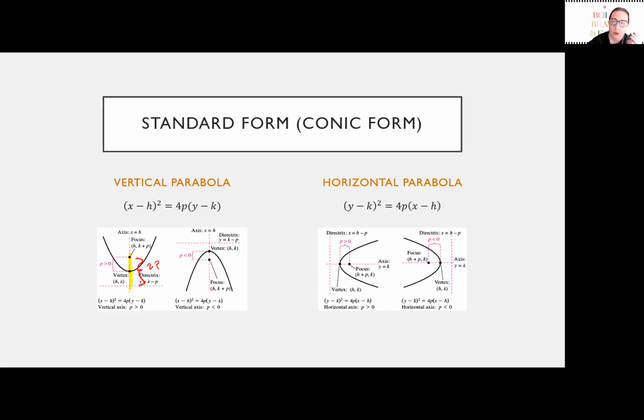And so you're going to want to reference these images, which are coming directly from the textbook, because if you're given various information, you're trying to find p in order to determine your formula for the parabola. How you find p depends on what they give you. If they give you the directrix and the vertex, then you can find p that way.